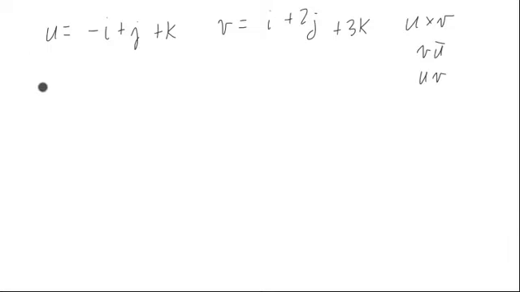A simple way of doing this is to look at the coefficients and list them out. For u: negative 1, 1, 1. This is what's first, u. Then for v, do the same thing with the coefficients: 1, 2, 3.